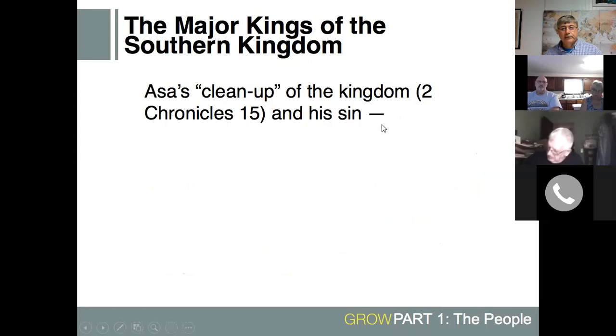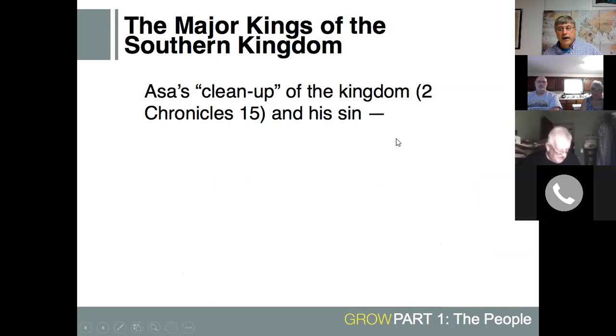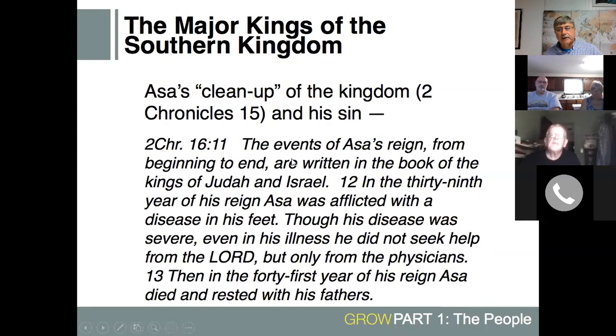Asa's cleanup of the kingdom is in 2 Chronicles 15, but also he had a sin. So he got rid of all those Asherah poles for a while, but his sin was this. The events of Asa's reign from beginning to end are written in the book of the kings of Judah and Israel. In the 39th year of the reign of Asa, Asa was afflicted with disease in his feet. Though his disease was severe, even in his illness, he did not seek help from the Lord, but only from physicians. Then in the 41st year of his reign, Asa died and rested with his father.